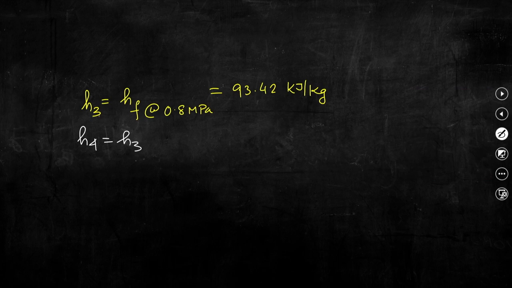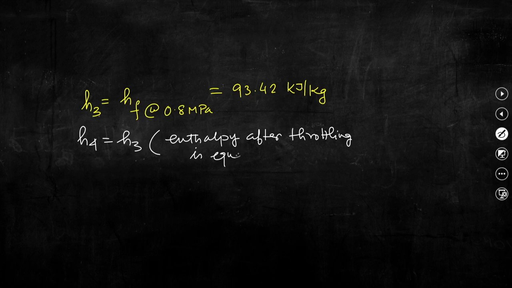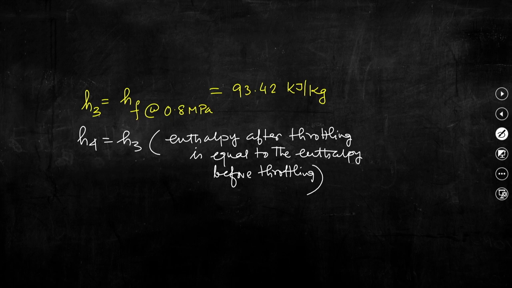And as I said, H4 should be equal to H3, that is, enthalpy after throttling is equal to enthalpy before throttling, and this process 3 to 4 occurs in a throttle valve.